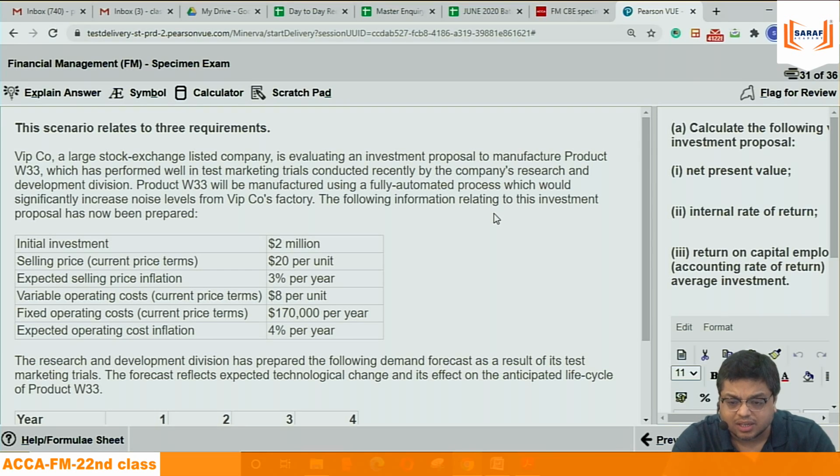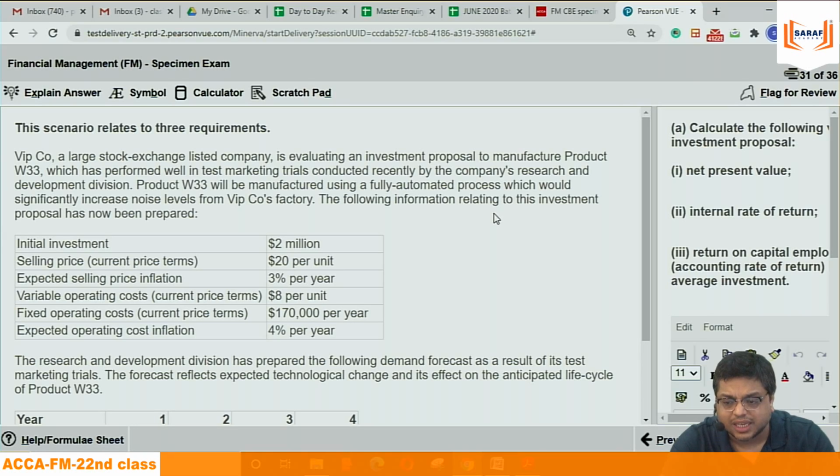When they did the research and development, at that time they did the test marketing, and that is very good. That means the world will be getting that medicine and be corona free. Very good. Just for understanding purposes, it is not corona. Product W33 will be manufactured using a fully automated process. So human beings required will be very few.